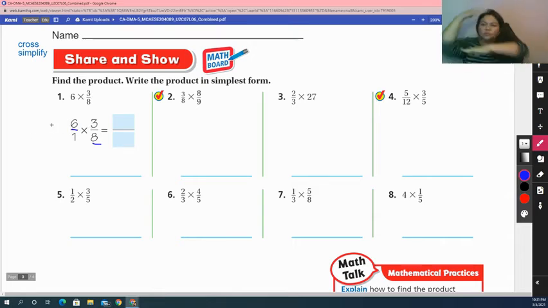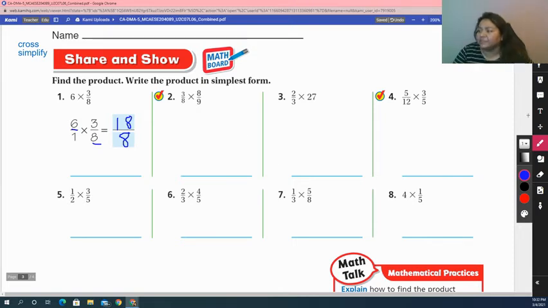I will multiply the numerator times the numerator right away, and the denominator times the denominator. So 6 times 3 is equal to 18, and then 1 times 8 is equal to 8. As you can see, I have 18 over 8, and this number is big, and it's a number that I will have to simplify because 18 and 8 are even numbers, right? They both end in 0, 2, 4, 6, or 8.